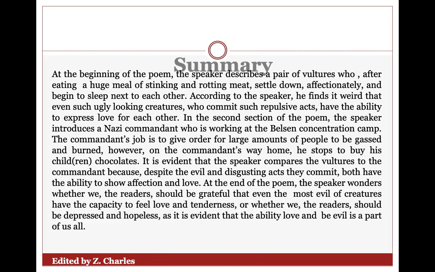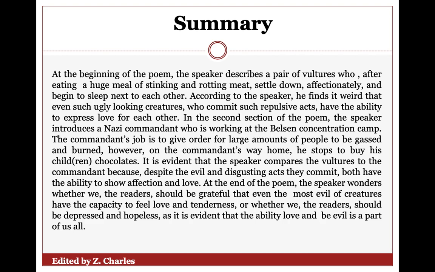Okay, so let's look at a brief summary of the entire poem, which is quite long. At the beginning of the poem, the speaker describes a pair of vultures who, after eating a huge meal of stinking and rotting meat, settle down affectionately and begin to sleep next to each other. According to the speaker, he finds it weird that even such ugly looking creatures who commit such repulsive acts have the ability to express love for each other.